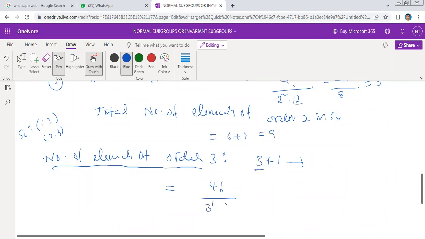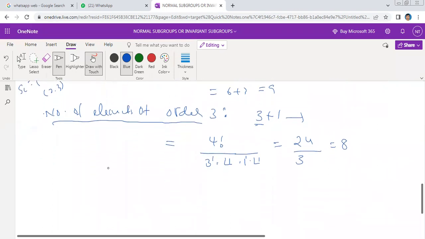3 power 1 into 1 factorial. Then 1 power 1 into 1 factorial. 3 is repeated one time, 3 power 1 into 1 factorial. 1 is repeated only one time, 1 power 1 into 1 factorial. This is 24 by 3. This is nothing but 8. So number of elements of order 3 is 8.